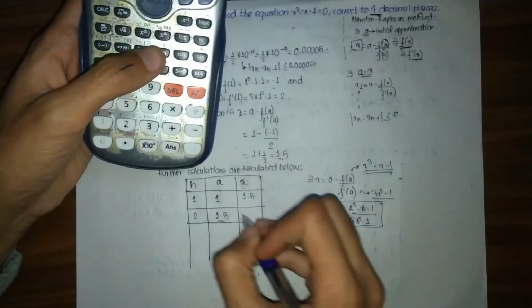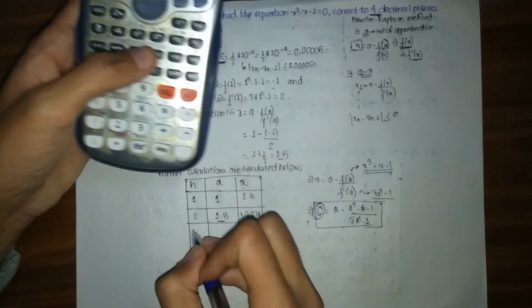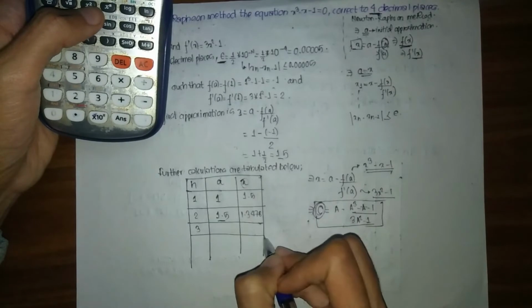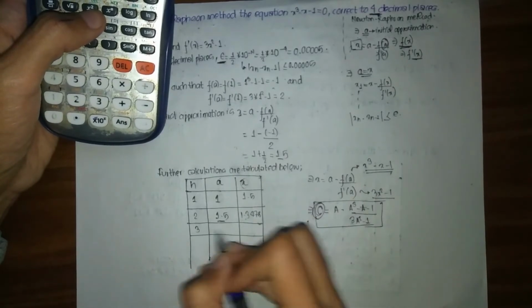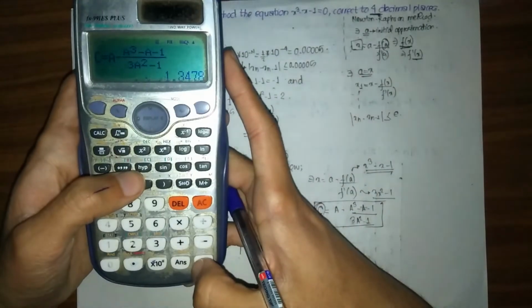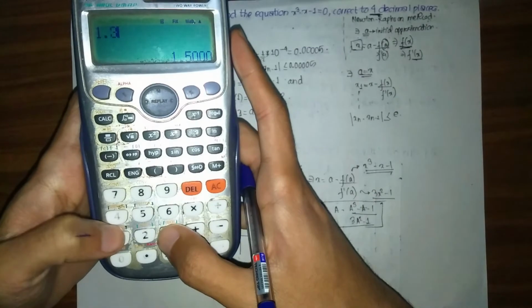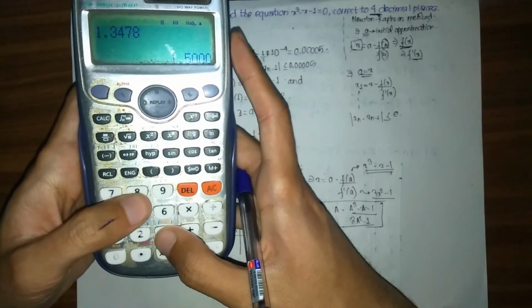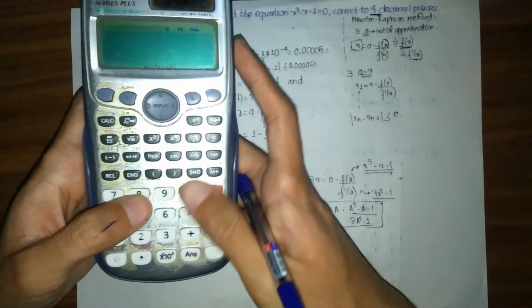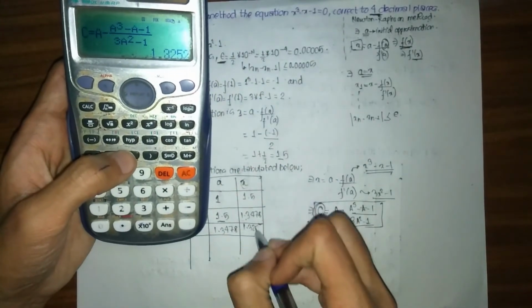So let me simply write this down over here. 1.3478. Now for my third approximation, I simply need to put 1.3478 in the place of a. So I go back to my calculator, click on equals to. Now I put 1.3478 as the value of a. Click on equals to, and then I get my value of x as 1.3252.